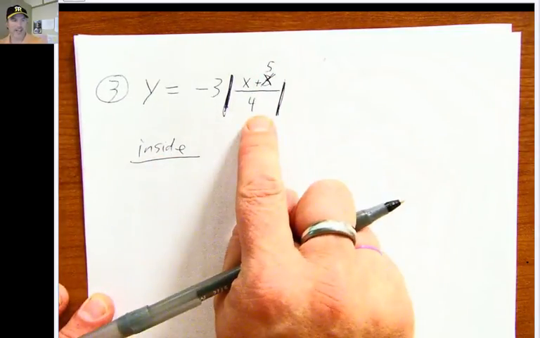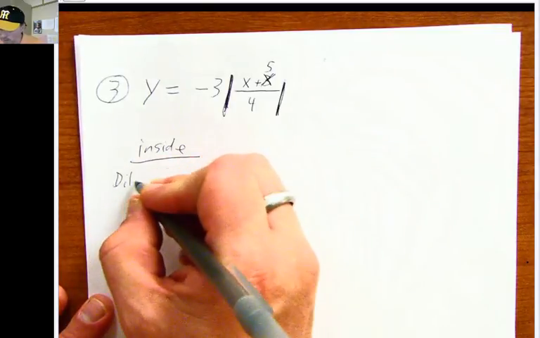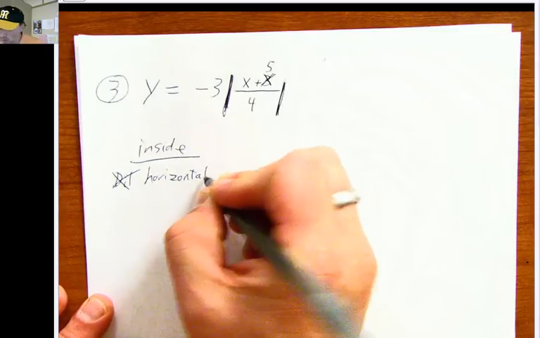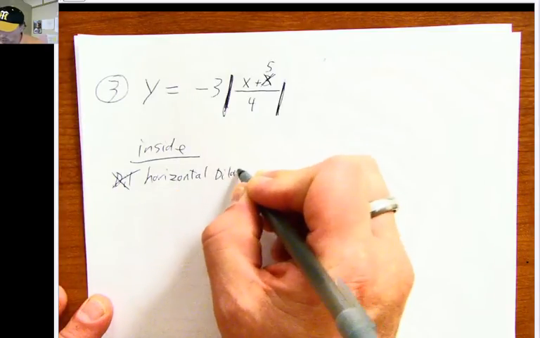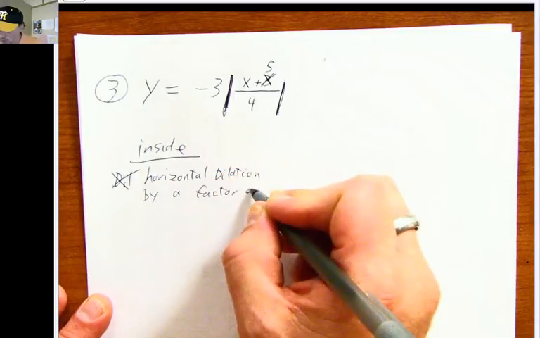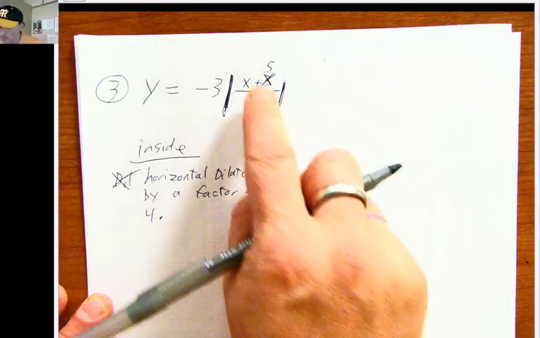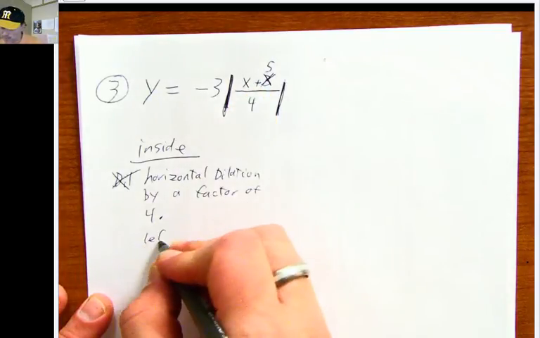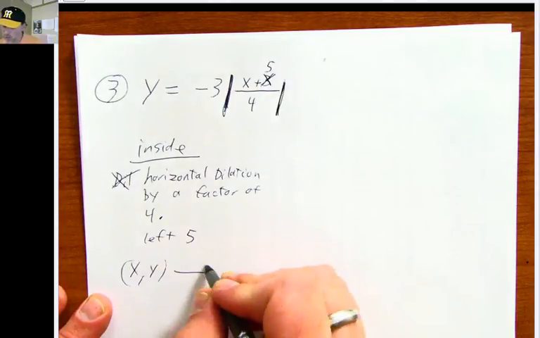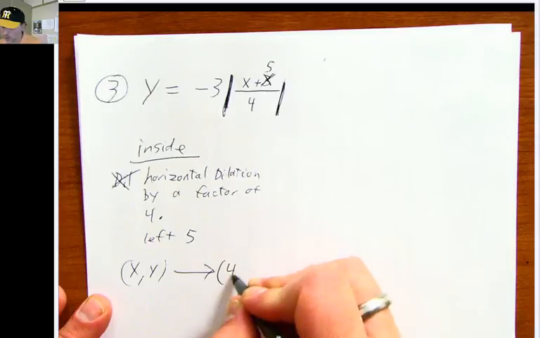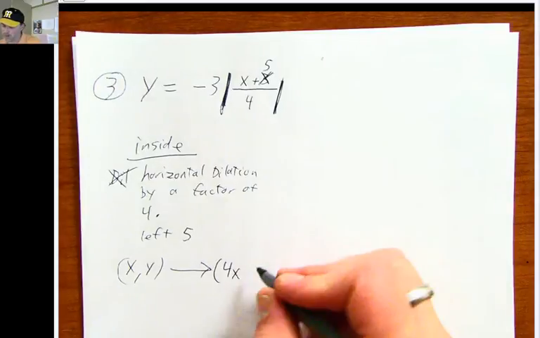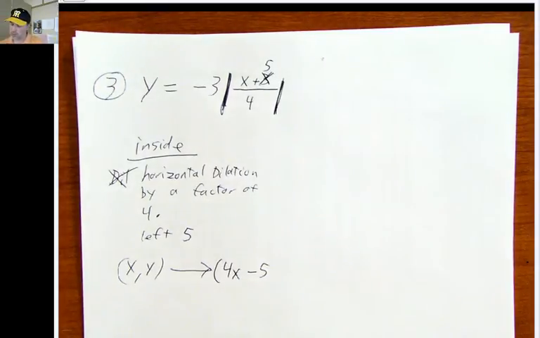Inside, affecting the x, I have this divide by 4, so it's a horizontal dilation by a factor of 4. The x plus 5 means it's going left 5. So as far as the x coordinate goes, the horizontal dilation shows a 4x, and then after that, if you're going to go left 5, you're going to subtract 5 from those x coordinates.